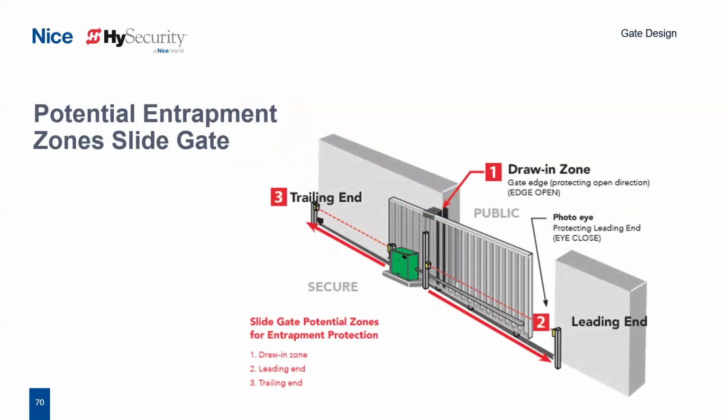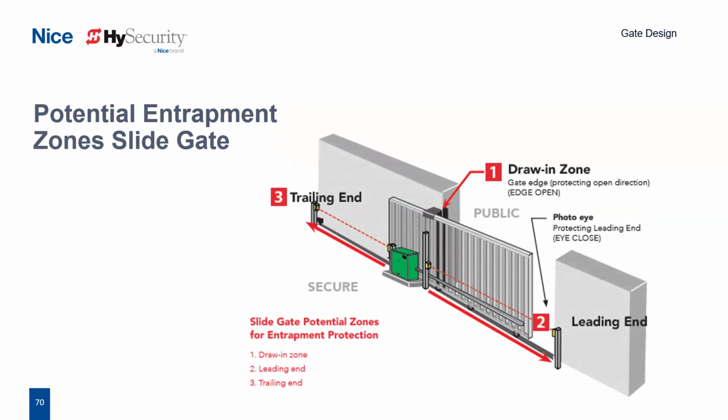Here are some potential entrapment zones on a slide gate. Number one, I just mentioned, in the center of the gate entry there at the unsecure side is typically where we like to show a contact edge. And this is where most people are going to become entrapped in a slide gate system. So with a little forethought and planning, the contact edge can be located here and hardwired into this gate operator.